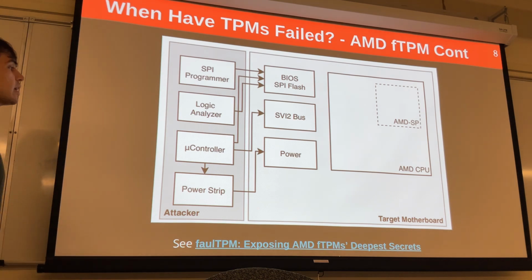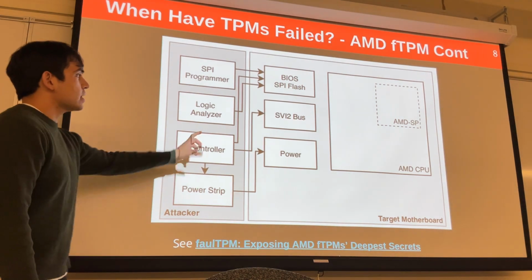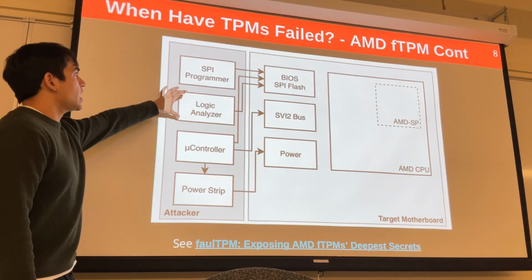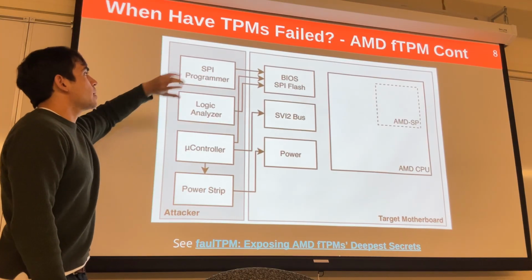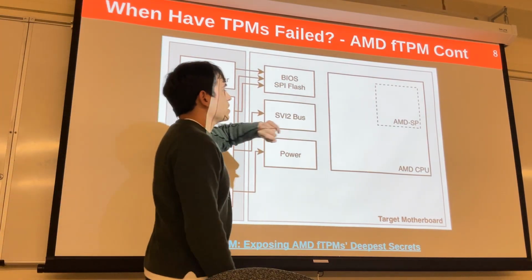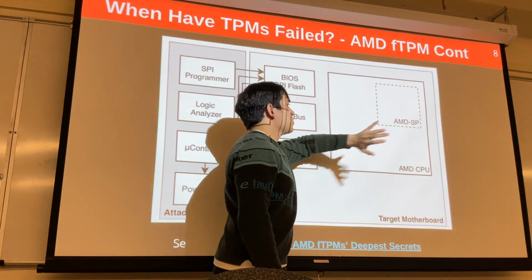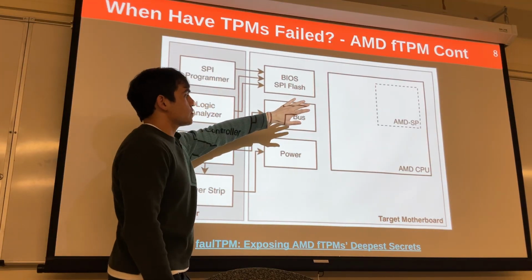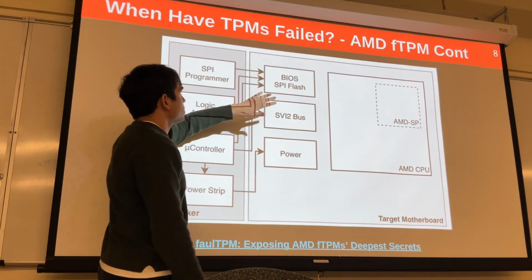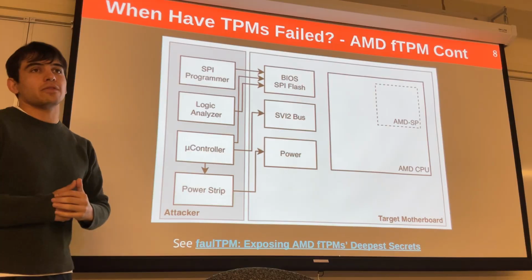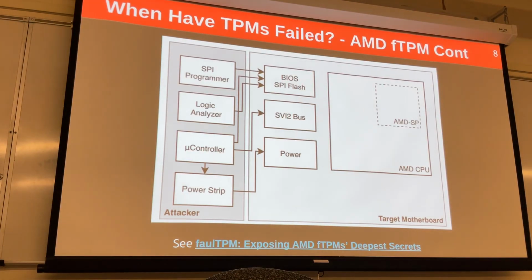There's kind of a visual of the attack again. For this same thing, they had a microcontroller with a power strip that would essentially flicker power. Then they had a logic analyzer and SPI programmer that would read the information the TPM was transmitting to the secure processor, that the secure processor was then transmitting to BIOS, and they could essentially grab that information and find out what was going on. So pretty interesting.